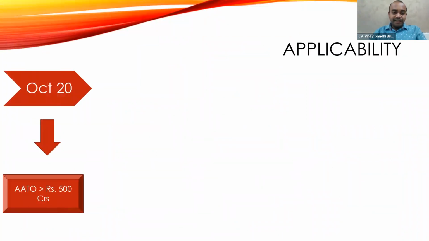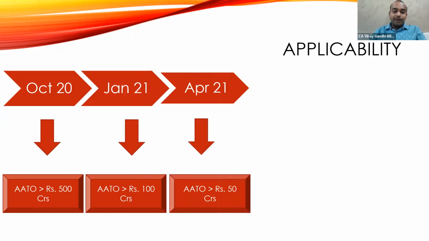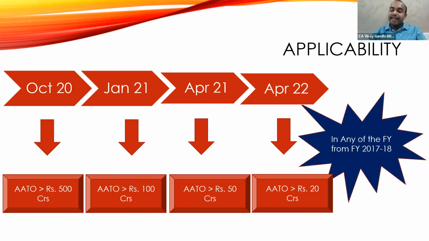And this applicability, as I said: October 2020, annual aggregate turnover of 500 crores. From January 2021, 1/1/21, 100 crores. From April 2021, it is 50 crores. Now April 2022, it is 20 crores. And all this I have to check in any of the financial years from 2017-18.